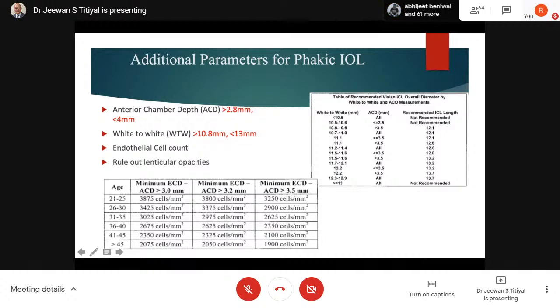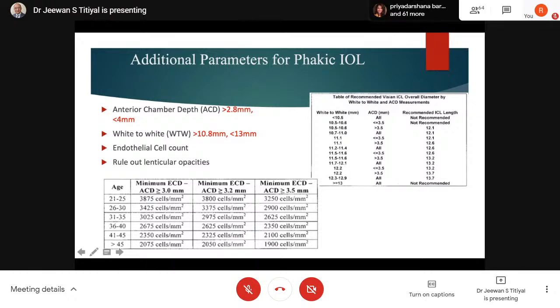Rule out lenticular opacity. This is the AC depth wise, because it's not only the wide to wide which is going to determine the size of ICL. It is the AC depth also. Just see here. If you have a wide to wide ACD, let's take wide to wide 10.5 to 10.6, ACD less than 3.5, your size is 12.1. But if you have an ACD much more, the size is going to change.